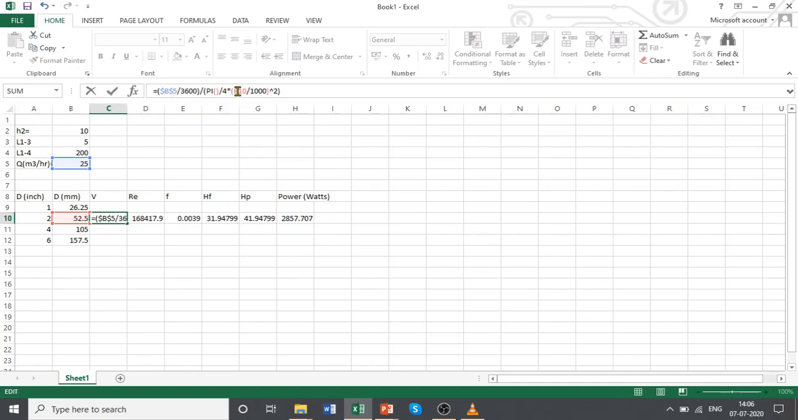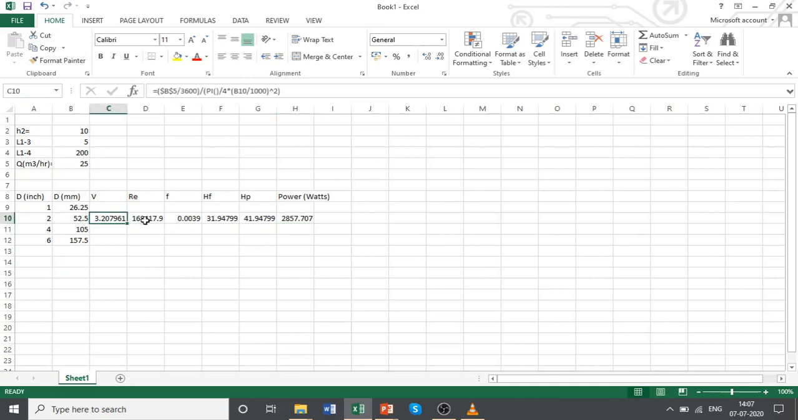Then diameter is changing, right? Then Reynolds number, well, it is proper. Friction factor, it is proper. HF. Now the lengths, we don't want these lengths to change when we copy the formula. So $B$3, $B$4. Okay. HP, H rho G plus, now this H2 height also we need to lock it, and then this also needs to be flow rate. So it is $B$5.